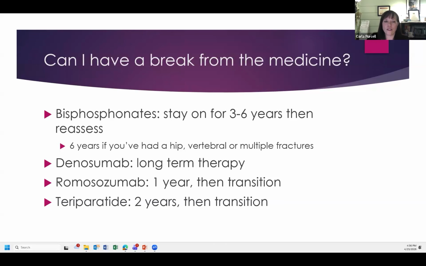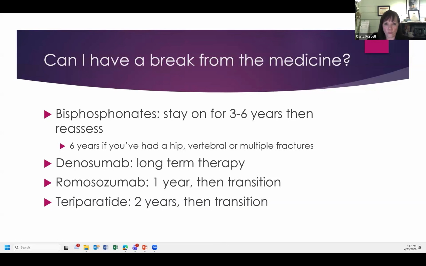The only medication that you can have a holiday from are the bisphosphonates. So that's your pill, your alendronate or your risedronate, or your zoledronic acid, the IV infusion. We've already talked about the fact that denosumab is for long-term therapy. When you go on that, that's forever.